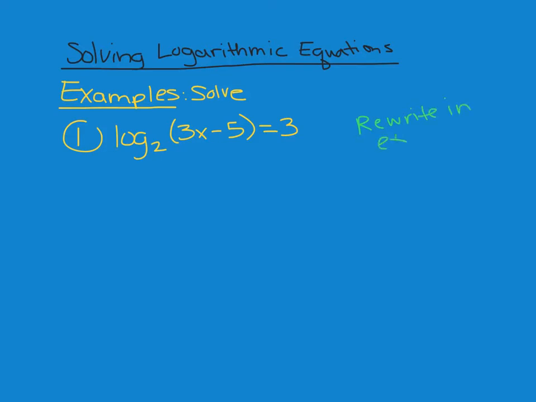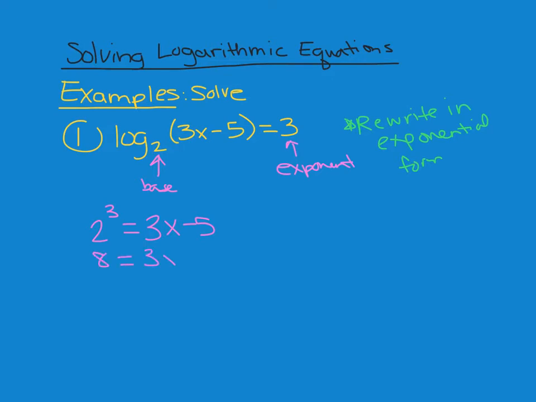So you might remember some more basic problems that we had where we rewrote a logarithmic expression in exponential form. These are a little more complicated, but the principle is the same. So this 2, don't forget, is the base. The 3 is my exponent. And so that's going to be 2 to the third, and that's going to be equal to 3x minus 5. Once we have that, we just solve this like we would solve any other equation.